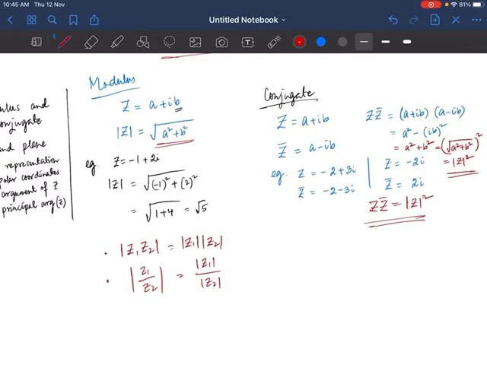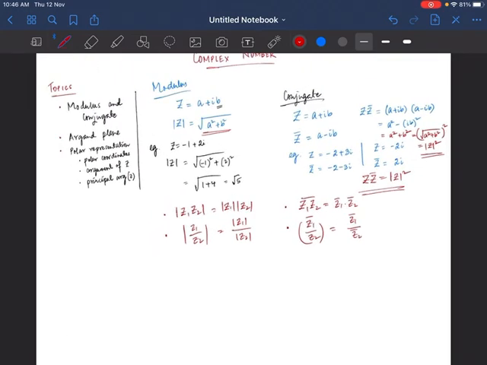And for the conjugate also there is something similar. So conjugate of z1 z2 is equal to z1 bar into z2 bar. Then we have z1 by z2 whole bar is equal to z1 bar divided by z2 bar. This is what we have, right? Now these are the different properties which you must remember.